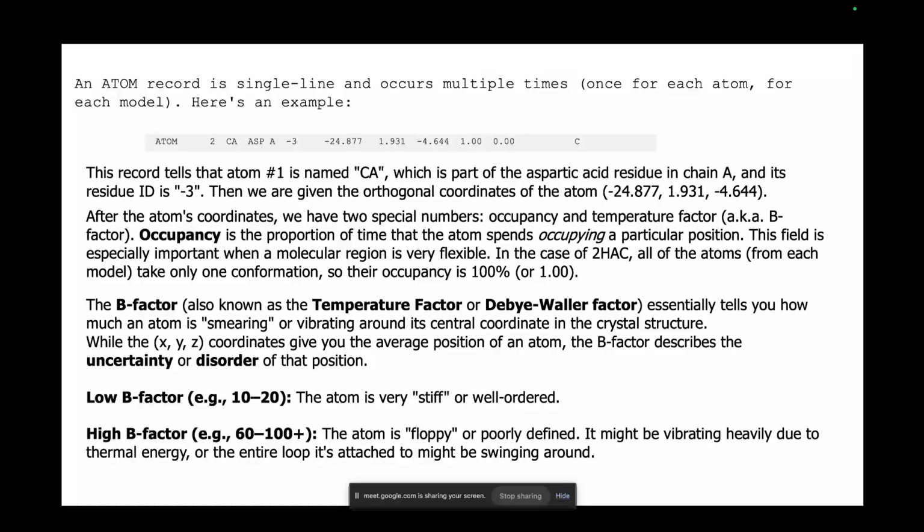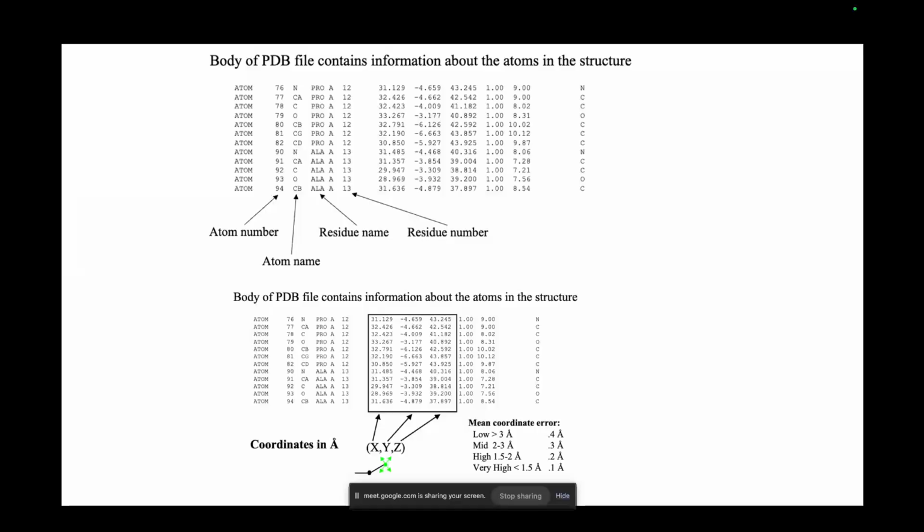So these coordinates give you the average position of an atom. The B factor describes the uncertainty, which is basically the standard error. If the B factor is low, the atom is very stiff, and if it is high, the atom is floppy and poorly defined. It might be vibrating heavily due to thermal energy, or the entire loop it is attached to might be swinging around. So it tells you how much vibration is going on and whether the atom is still or not.